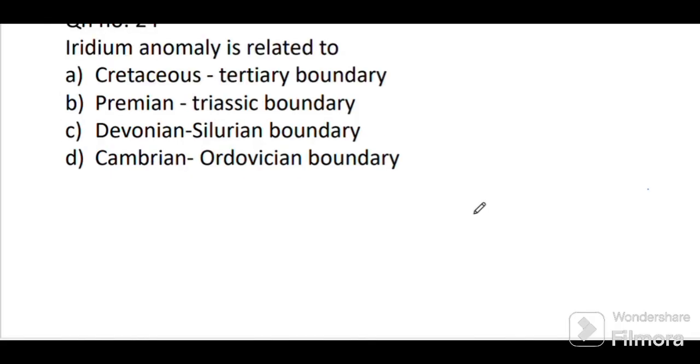Next question. Iridium anomaly is related to. Option A, Cretaceous Tertiary boundary. Option B, Permian Triassic boundary. Option C, Devonian Silurian boundary. Option D, Cambrian Ordovician boundary. The Cretaceous Tertiary boundary is famous for a meteorite impact, which is related to iridium. Hence, the answer would be A, Cretaceous Tertiary boundary.